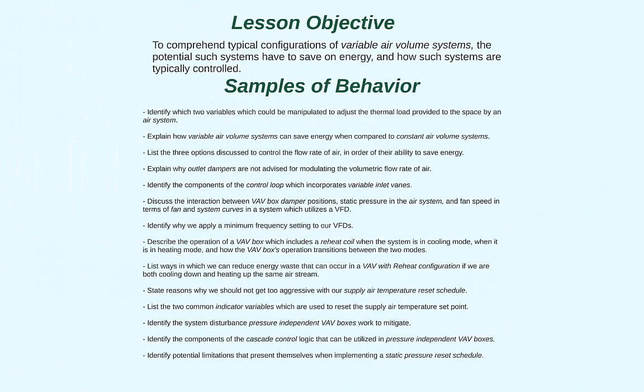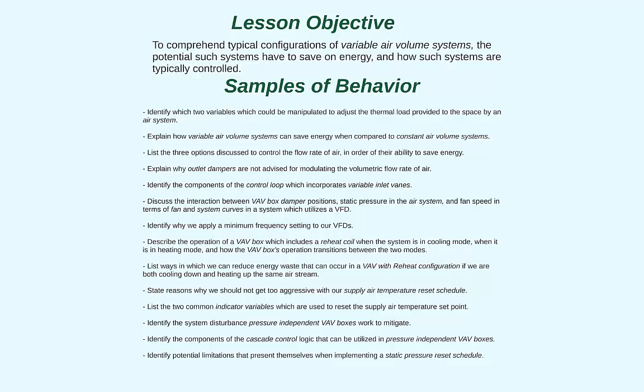The objective for this lesson will be for students to comprehend typical configurations of variable air volume systems, the potential such systems have to save on energy, and how such systems are typically controlled. The corresponding samples of behavior will be: identify the two variables, which could be manipulated to adjust the thermal load provided to the space by an air system. Explain how variable air volume systems can save on energy when compared to constant air volume systems.